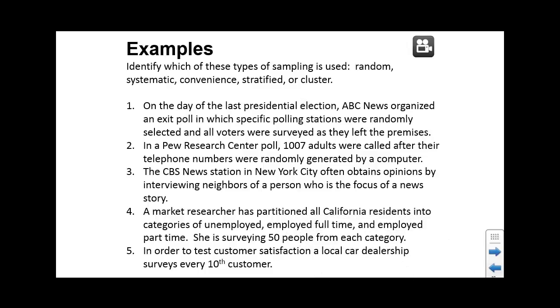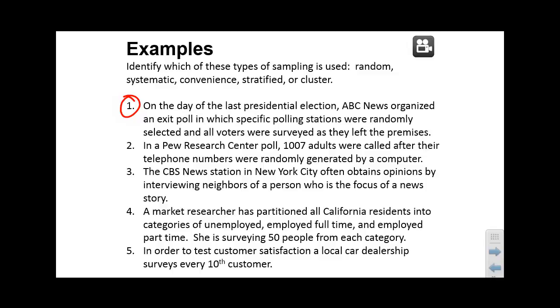Okay, in this example, we're going to identify what type of sampling is being used. So let's go ahead and take a look at number 1. On the day of the last presidential election, ABC News organized an exit poll in which specific polling stations were randomly selected and all voters were surveyed as they left the premises.